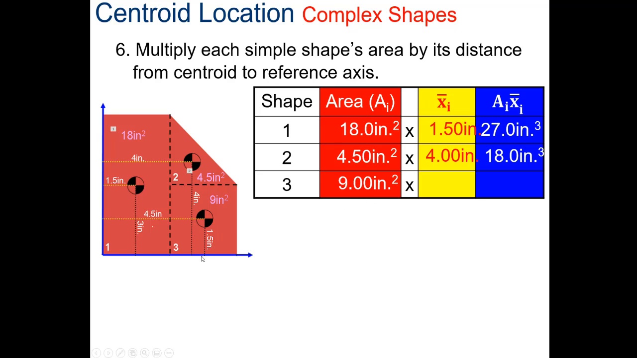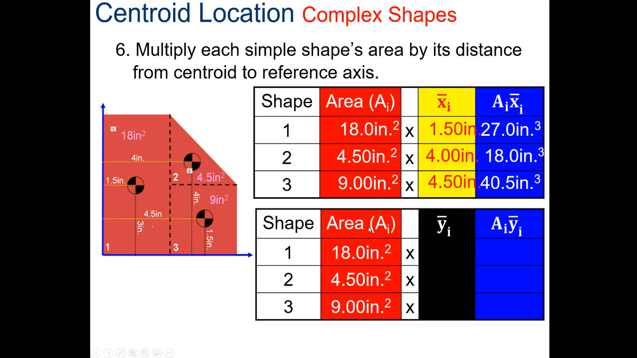Area here, remember it was 3 times 3, so 9 times the x location, 4.5, right? Because I'm going to go all the way across here. That's 3 plus halfway across, 1.5. 3 plus 1.5 is 4.5. 4.5 times 9, 40.5.